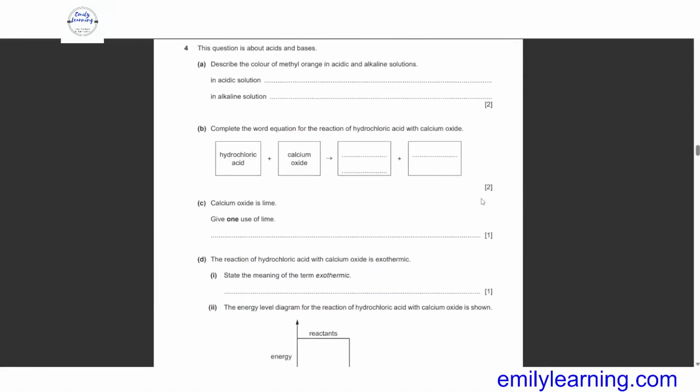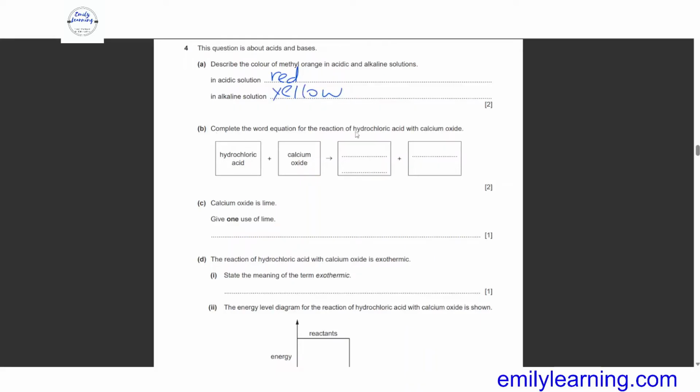Okay, moving on to question 4. This question is about acids and bases. Describe the color of methyl orange in acidic and alkaline solution. So this is easy, just memorization. In acidic solution, it is red, or you can say that it's pink. In alkaline solution, it is yellow.